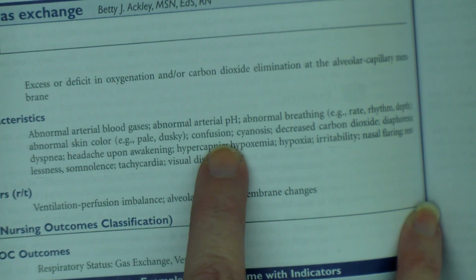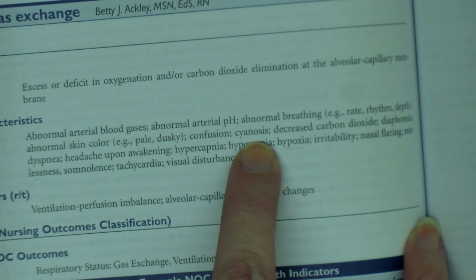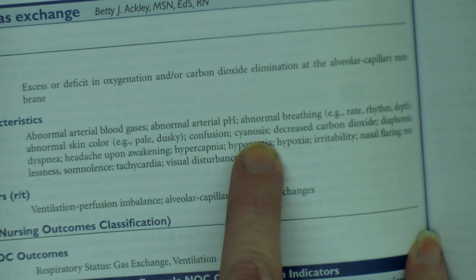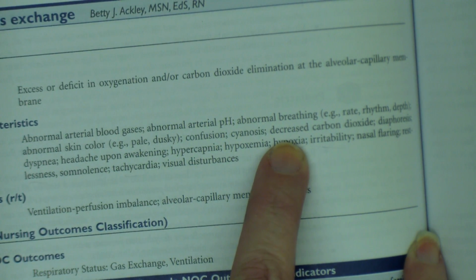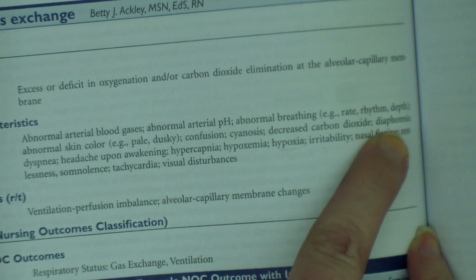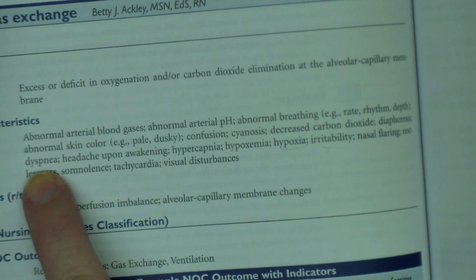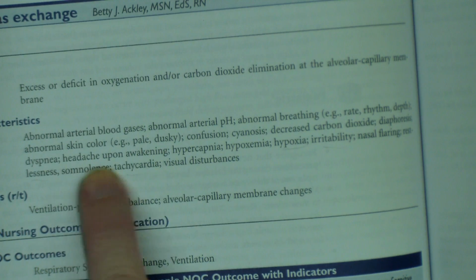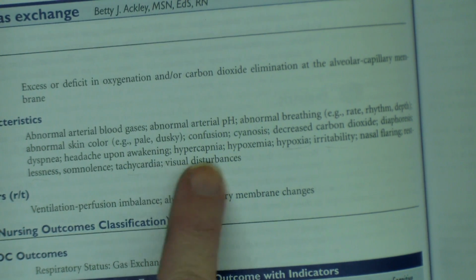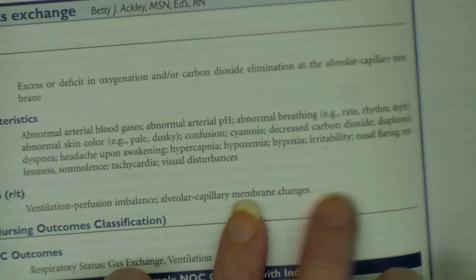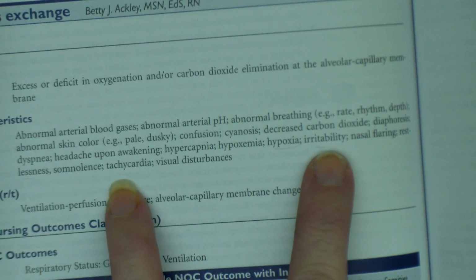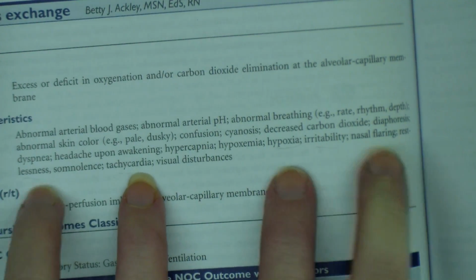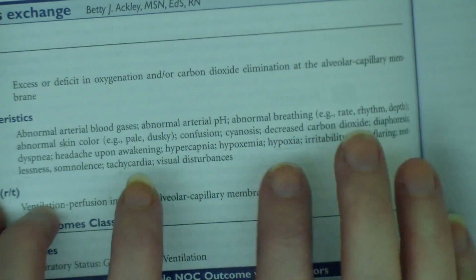They might become confused. You might see signs of cyanosis, decreased carbon dioxide, diaphoresis. They might start sweating now. Dyspnea, difficulty breathing, a headache upon getting up, hypoxia, there's all these things. So like I said, you can see I used this here once. I have like 4 things underlined, so I was able to use this diagnosis at one time.